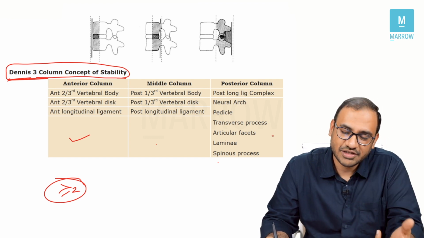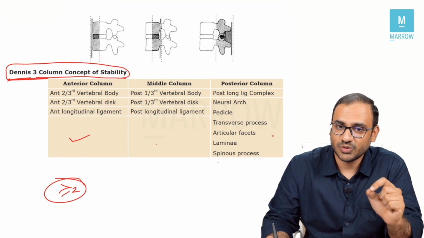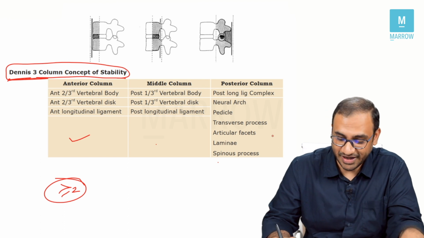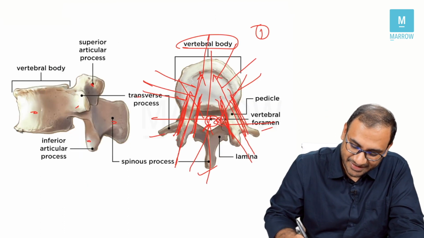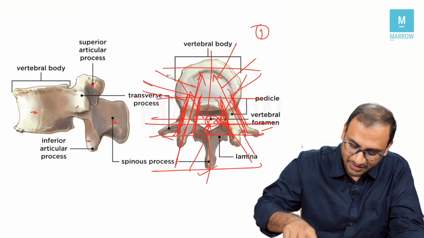So suppose there is a fracture or an injury and you want to stabilize the spine, you want to put a screw that can actually fix or fuse all the 3 columns together. And the only way you can do that is if you put a pedicle screw and it fuses the posterior, the middle, and the anterior column.